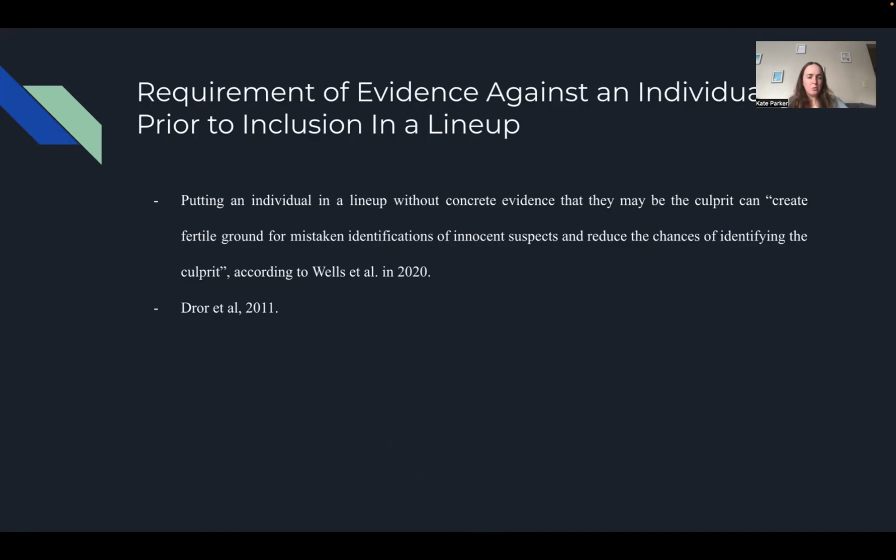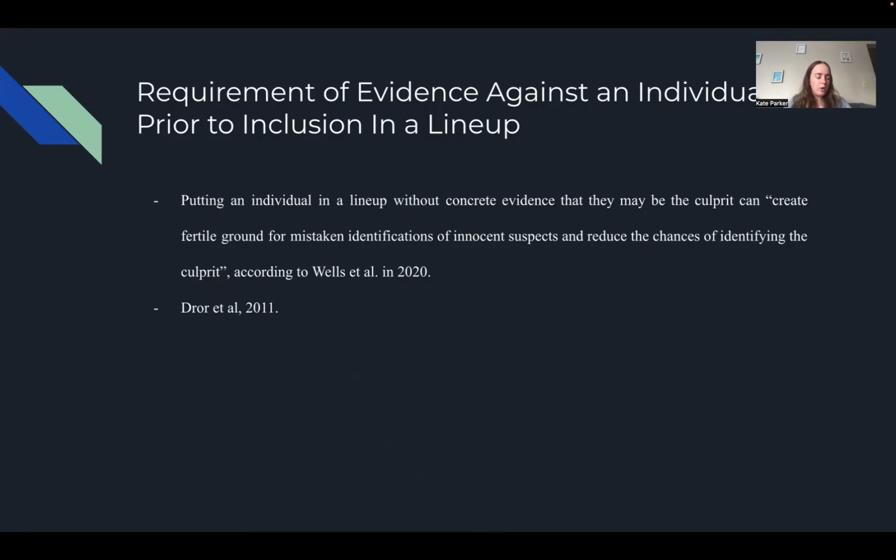Wells et al. reported that putting somebody in a lineup without evidence against them created a likelihood that a mistaken identification would occur. And obviously, it reduced the chances of identifying the culprit because there was no evidence other than the eyewitness identification that this person was the culprit.